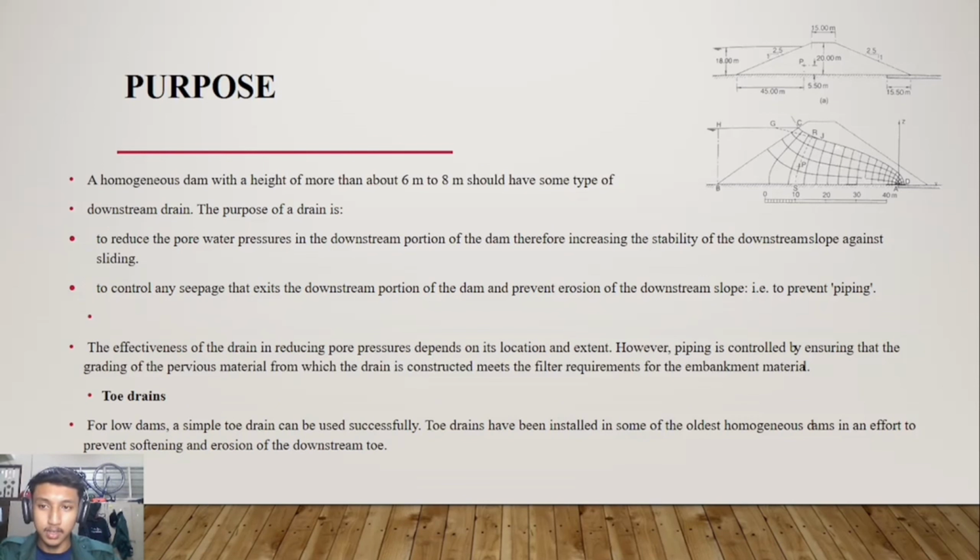The effectiveness of the drain in reducing pore pressure depends on its location and extent. However, piping is controlled by ensuring that the grading of the pervious material from which the drain is constructed meets the filter requirement for the embankment material. Toe drains: for a low dam, a simple toe drain can be used successfully. Toe drains have been installed in some of the oldest homogeneous dams in an effort to prevent softening and erosion of the downstream toe.